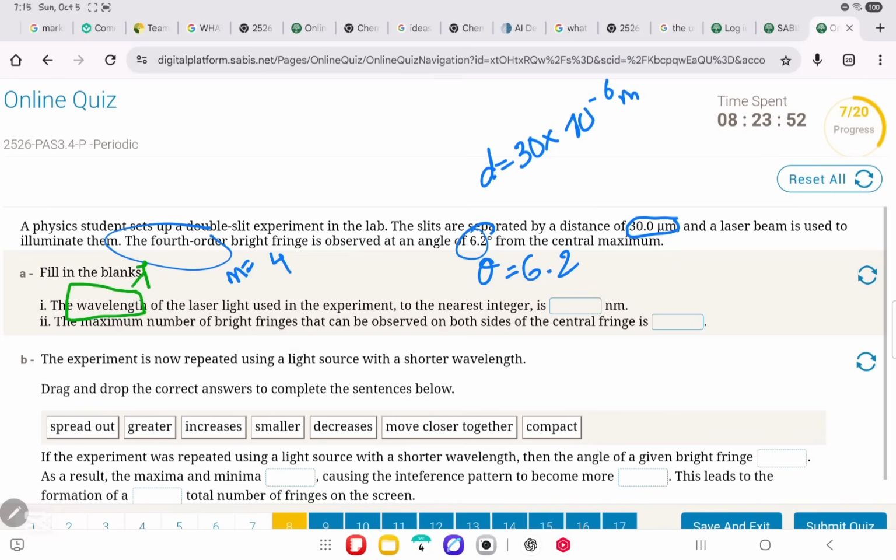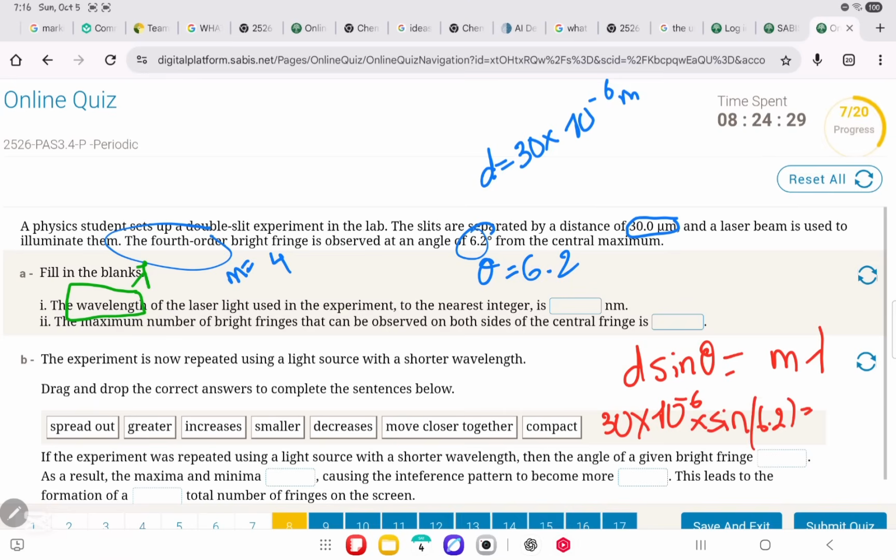How can we find lambda if we have m and d and theta? We'll very simply use the equation d sine theta equals m lambda. So 30 times 10 to the power of minus 6 times sine 6.2, so theta is replaced by 6.2, is equal to m, which is 4, times lambda. So lambda will be very simply equal to what?